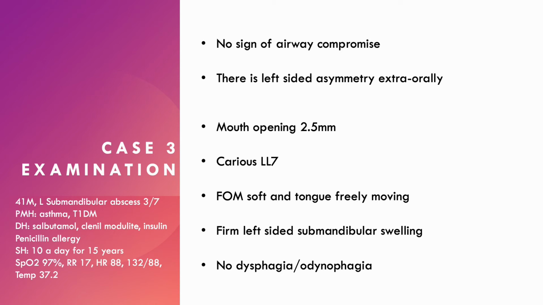So you go on to examine the patient. There's no sign of any airway compromise. The airway is patent, the patient's speaking and talking back to you. There is asymmetry on the left side extraorally. You can see the swelling when you look at the patient. The patient has a mouth opening of 2.5 millimeters, and there is a carious lower left 7 that you can see clinically. The floor of mouth is soft and the tongue's freely moving, which is really important to assess swellings. And there is a firm left-sided submandibular swelling, and the patient doesn't have any dysphagia or odynophagia, which is difficulty swallowing and pain on swallowing.